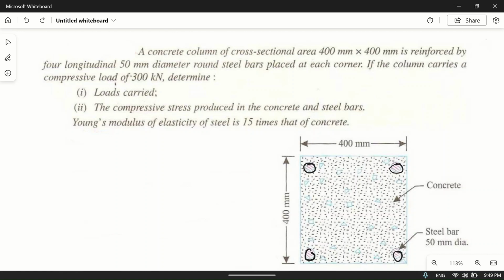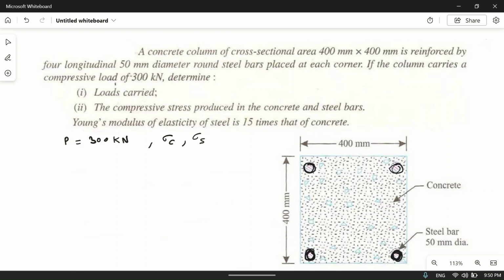A concrete column of cross-sectional area 400 by 400 mm, that is 400 mm length and 400 mm height also, is reinforced by 4 longitudinal 50 mm diameter round steel bars. So these are 4 steel bars reinforced within the concrete. If the column carries a compressive load P of 300 kN, determine the loads carried by the concrete and by the steel bars, and also the compressive stresses produced in the two, sigma C and sigma S.